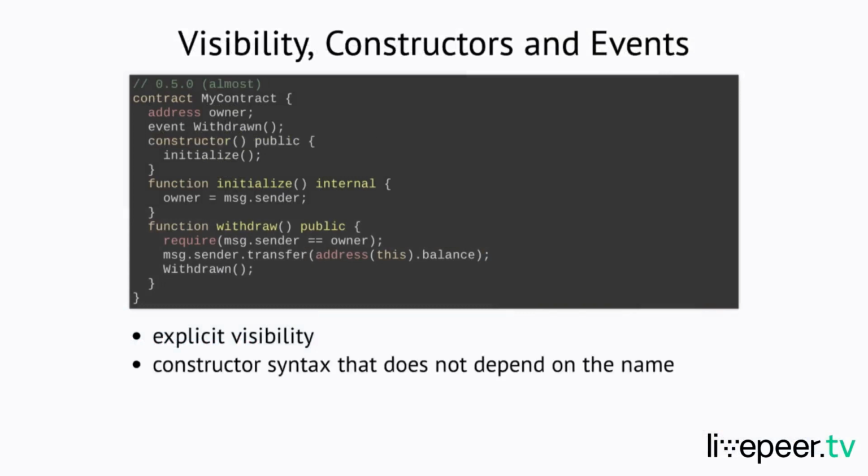Because of that, we changed the constructor to be written with a special keyword here. And now you can rename the contract without changing the nature of the constructor. And the third thing, here at the bottom, there is a function call for a function called withdrawn. At least it might seem so. In reality, it's just a call to the event here. And to make that more visible, we force users to use the emit keyword in front of every event call.